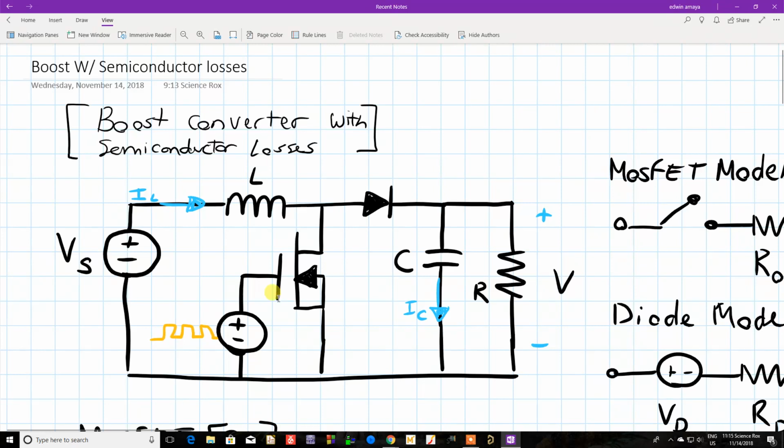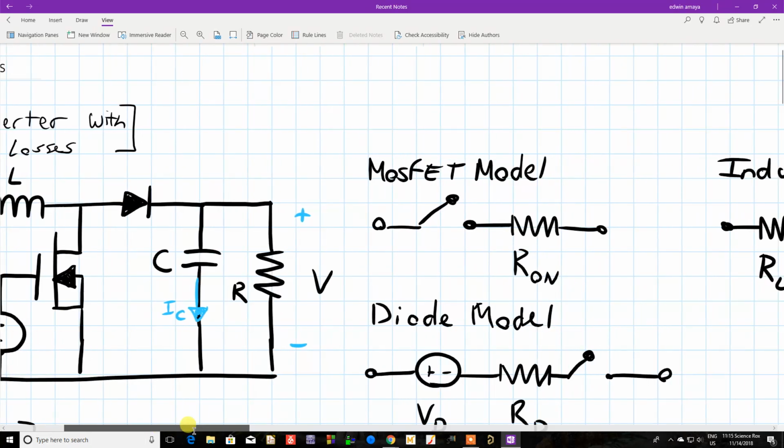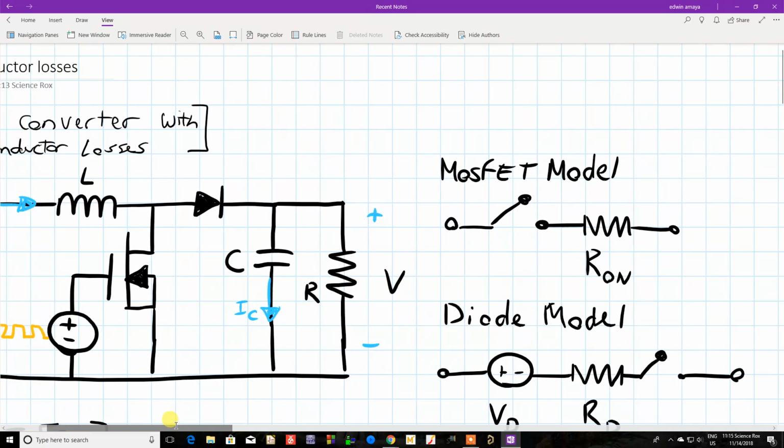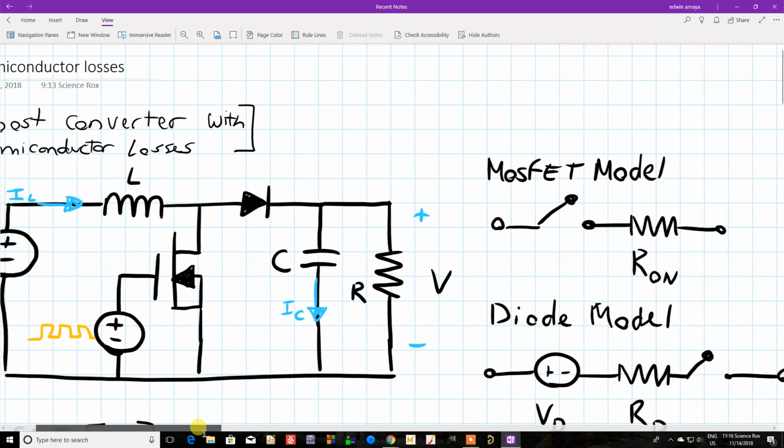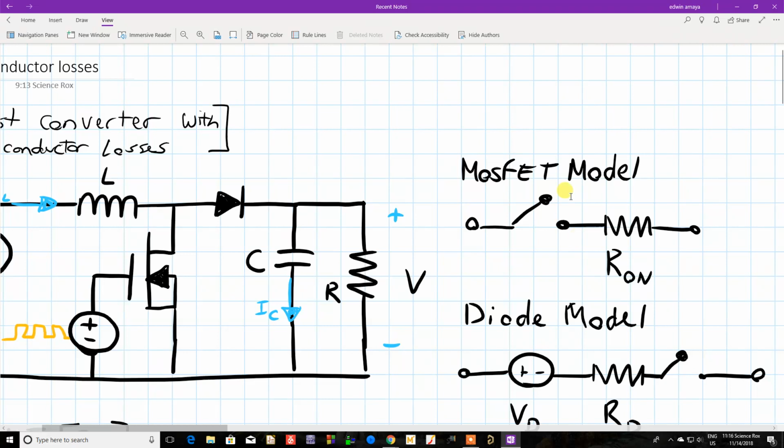Now, if we want to model this in a way where we include the losses, we have to develop these equivalent models. So the MOSFET model is going to be basically a switch with an on resistance, because as you know, a MOSFET, when it's turned on, basically makes a short over here, but there is a tiny amount of resistance that you should account for, especially because ultimately at the end you'll have to deal with switching losses and all that stuff, but that's a whole different video. So we're going to model the MOSFET as a switch with an on resistance.